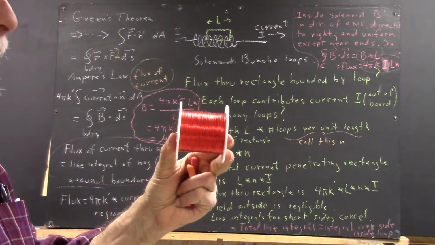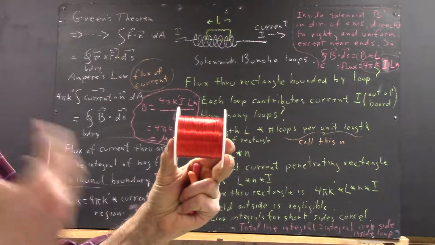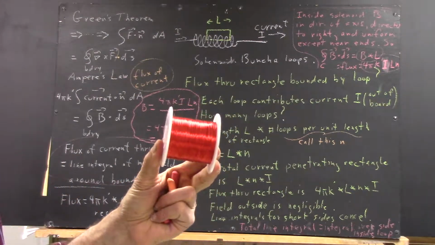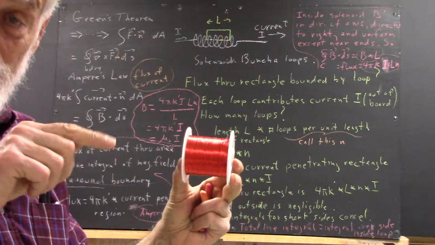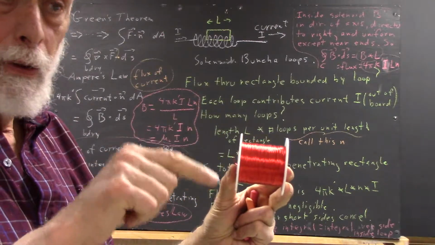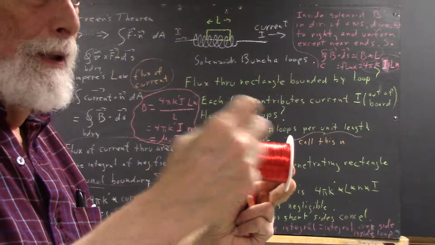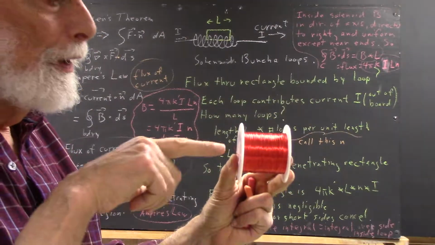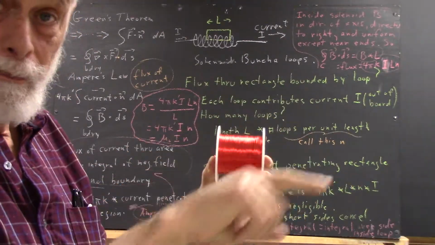Now, to make an idealized solenoid, you would want to have just one loop of wire around a core, and the loops being next to one another. But they are extended out over some region.